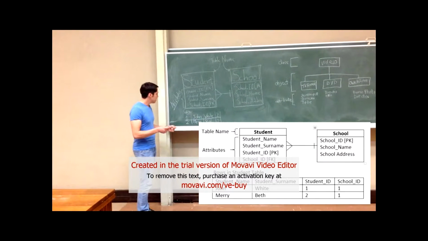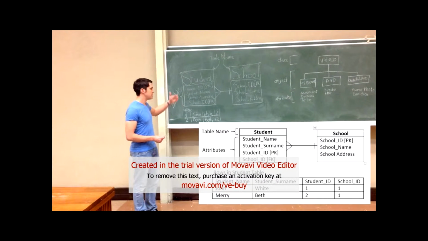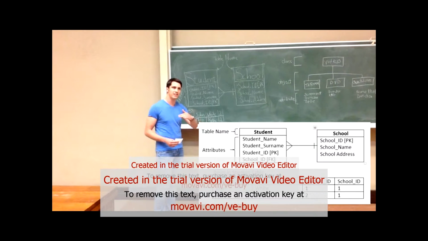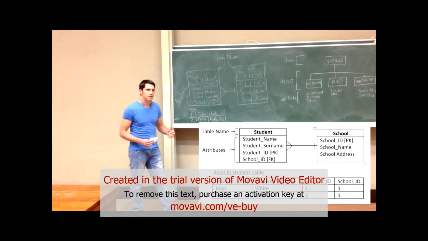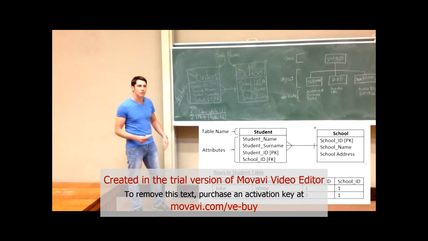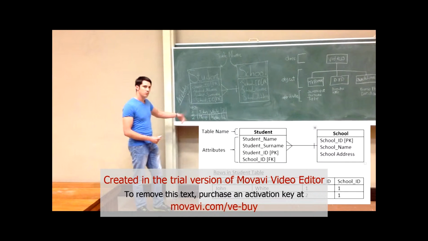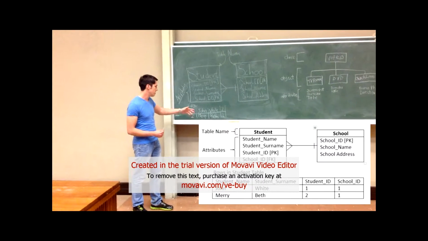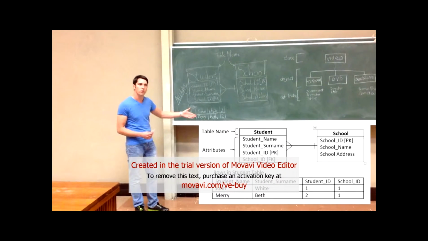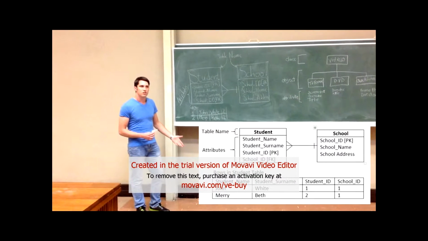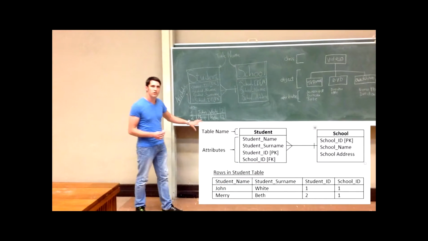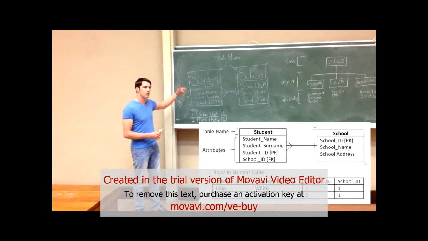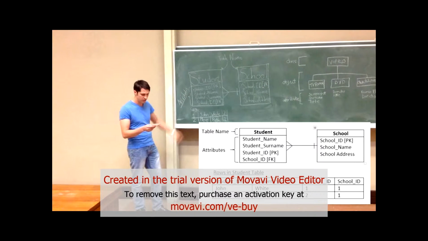Now, every table has its attributes, and all those attributes are displayed in many different rows. And there can be many rows in a table. One row can be, as we have here, John White, which is the student name, and another row can be Mary Beth, which is the second row in one table. So the information in the table can be different, but they all have the same attributes, and they all relate to a student, to one entity.